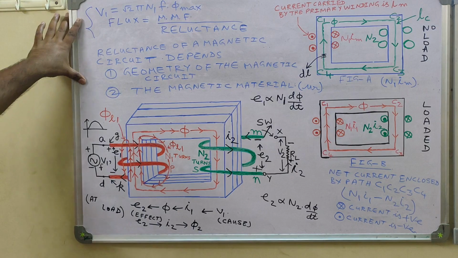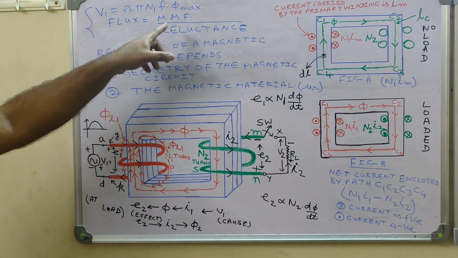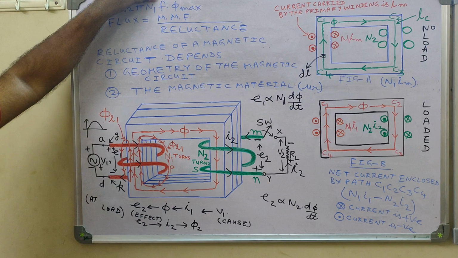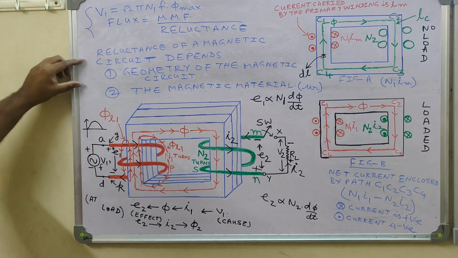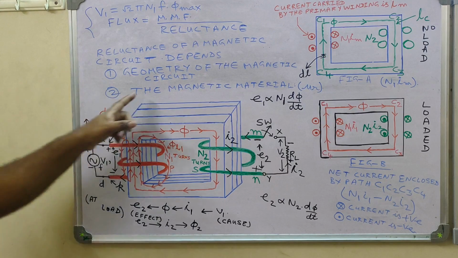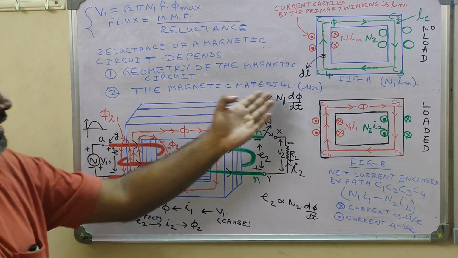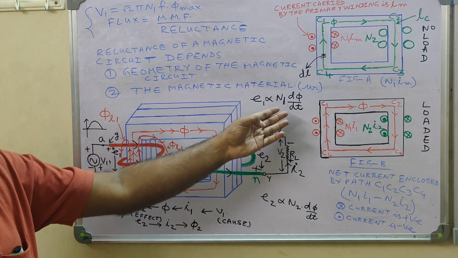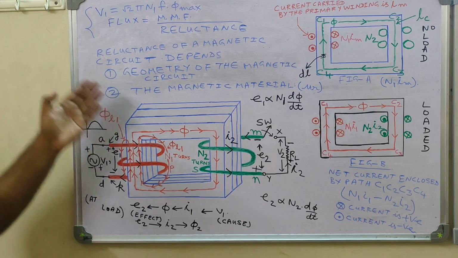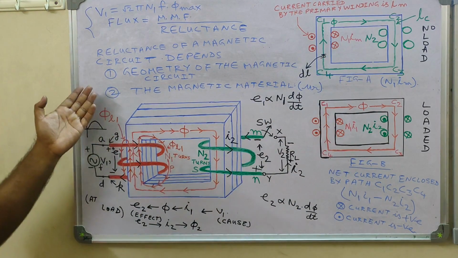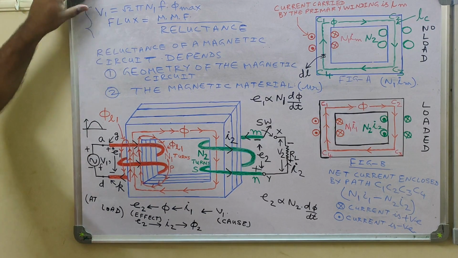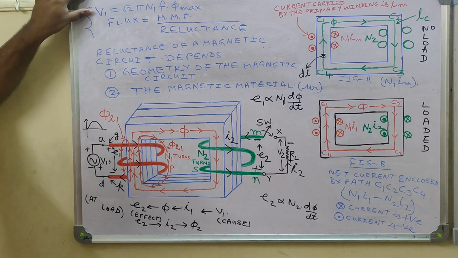Keeping in view these things, first of all, the maximum value of the flux in the transformer magnetic core is a constant, because, as said earlier, the RMS value and the frequency of the applied voltage are not changing. Also, reluctance of a magnetic circuit depends on the geometry of the magnetic circuit and the magnetic material, that is mu r, the relative permeability of the material from which the core is built up. We are not changing the magnetic material of the transformer core. So these two things are satisfied. So flux is constant as per this equation.